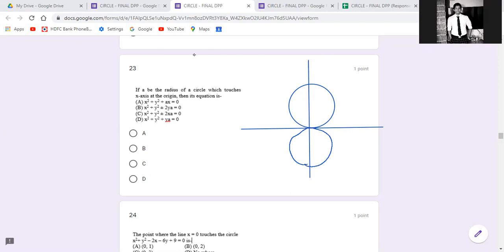If the circle touches the x-axis at the origin, now tell me what you can say. Where will be its center? The center will be on the y-axis. If A is the radius, the center is 0 comma A, or 0 comma minus A. So the center of the circle is 0 comma plus or minus A, and the radius is A. So the equation is x minus 0 the whole square plus y plus or minus A the whole square equal to A square.